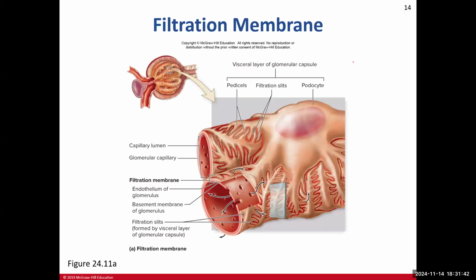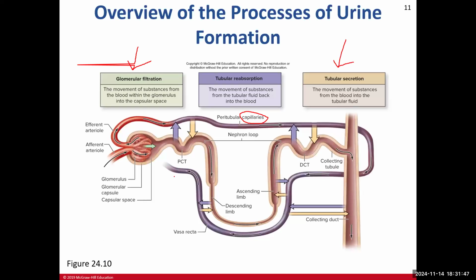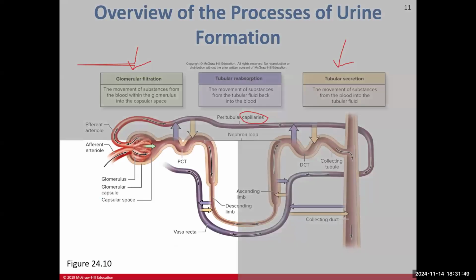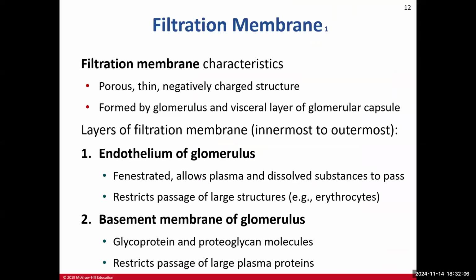So let me show you real quick. My drawings are horrible. So the visceral layer of the glomerular capsule, you see how it's 2 layered here? It's this inner layer right here. That's the visceral layer. It sits right on top. All right, I'll show you a better picture here. Okay. So we're going to move filtered materials from your bloodstream into that space there.